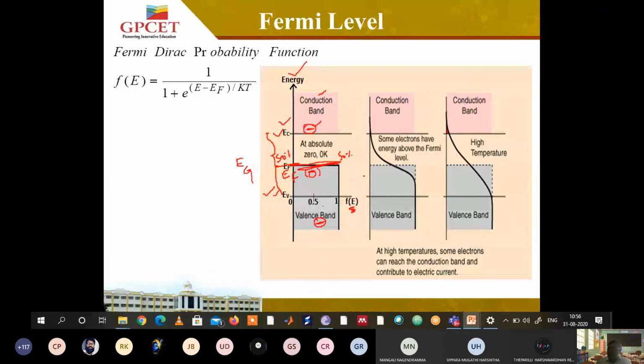What happens if I increase temperature? If I increase temperature, more electrons from the valence band jump from the valence band and reach the conduction band. They take energy from temperature, because I am increasing temperature. You know already that electrons take energy from the temperature. They will jump from valence band to conduction band. So they are jumping from this point to this point.